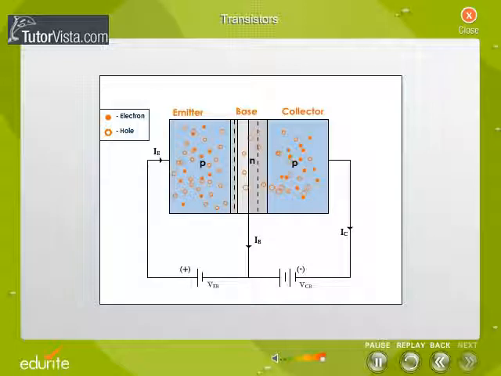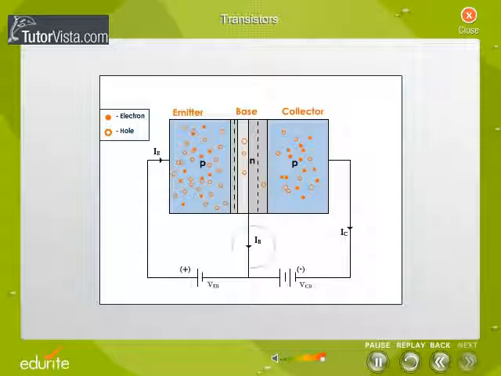These holes have a tendency to combine with the electrons in the N region of the base. Only a few holes are able to combine with the electrons in the base region, giving only a small base current, IB, because the base is lightly doped and very thin. Most of the holes coming from the emitter are able to diffuse through the base region to the collector region. In the collector region, these holes see the favorable negative potential, and hence they easily reach the collector terminal to constitute the collector current IC.